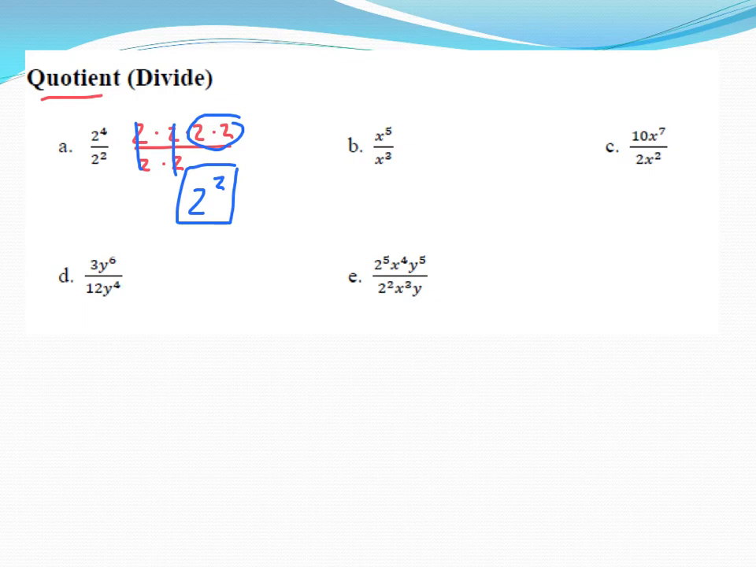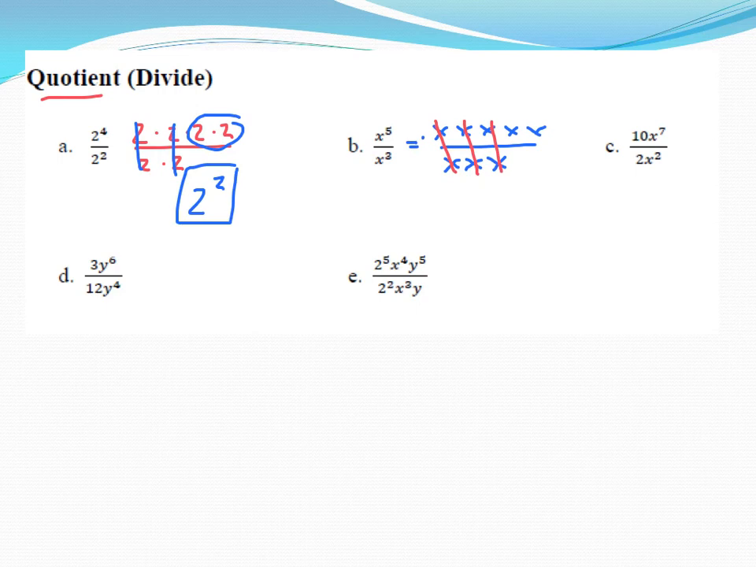So do the same thing with the x's. Expand the top and bottom. x to the 5th means x, x, x, x, x. x to the 3rd means 3 of them. Now, you have a variable over a variable. Same idea. Anytime you have something divided by itself, they simplify, they cancel out, right?